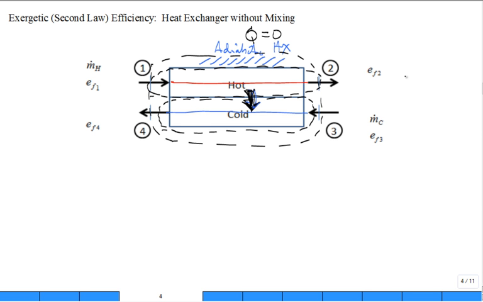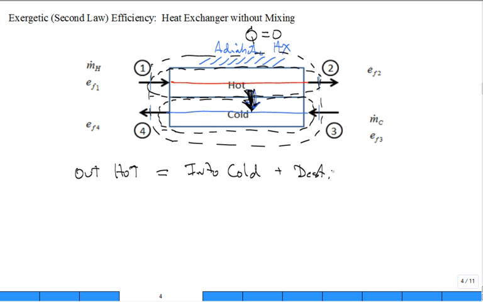Exergy is coming out of the hot fluid stream. Okay, where's it going to go? Once the ability to do work is transferred out of the hot fluid stream, where does it go? Into the cold fluid stream. Or where else can it go? Be destroyed.